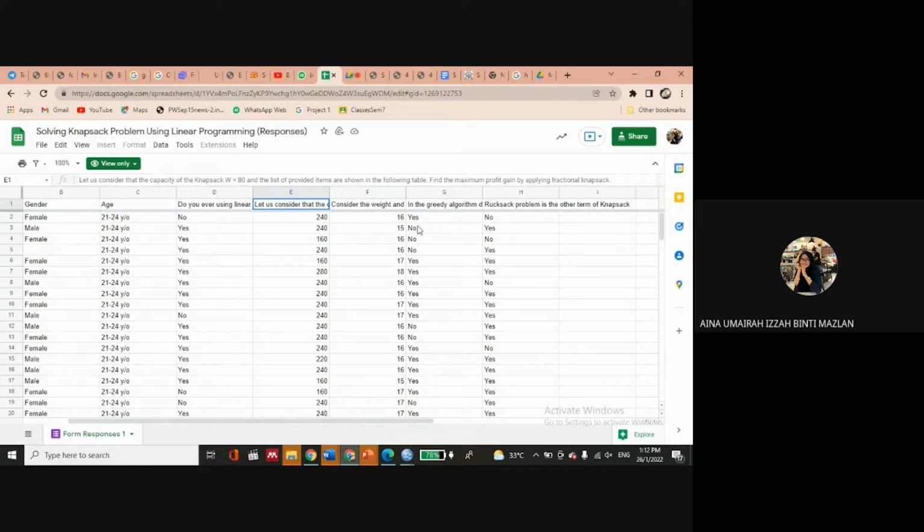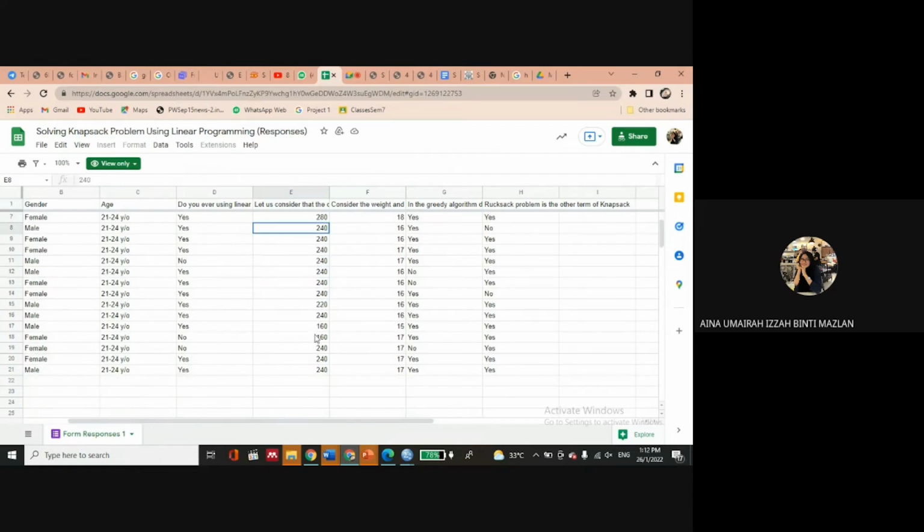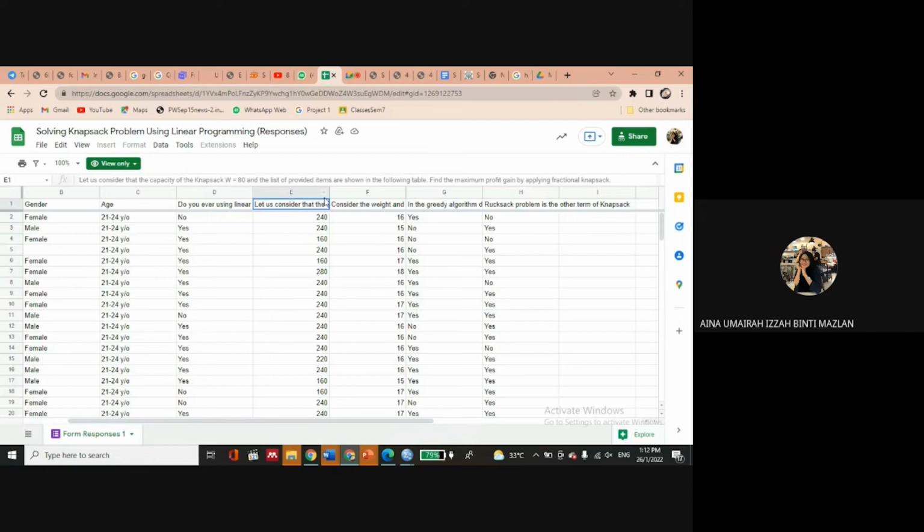Among the answers given are 220, 160, 240 and 280. A total of 14 respondents answered 240, while 4 respondents answered 160 and only 1 respondent each answered 220 and 280. So the exact answer for this question is 240, and the majority answer is right.